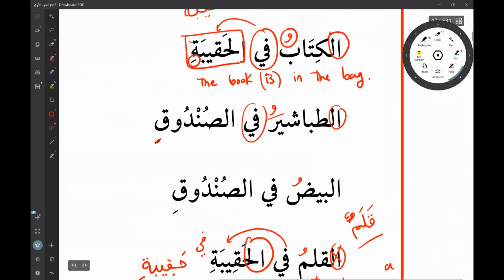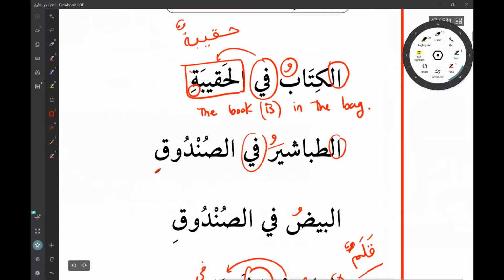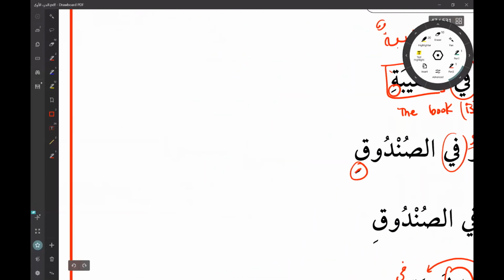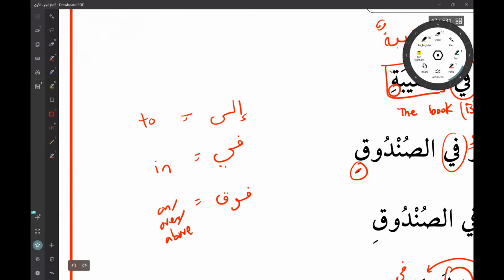As long as you understand what is the most important thing in this lesson, which is that we have a preposition and then we need a kasra after the word. So how many prepositions we had so far? We had ila and we had fi. Ila is to, fi is in. In English, fawqa, remember we had fawqa? Fawqa is also a preposition, which is on or over or above. All of them will work.